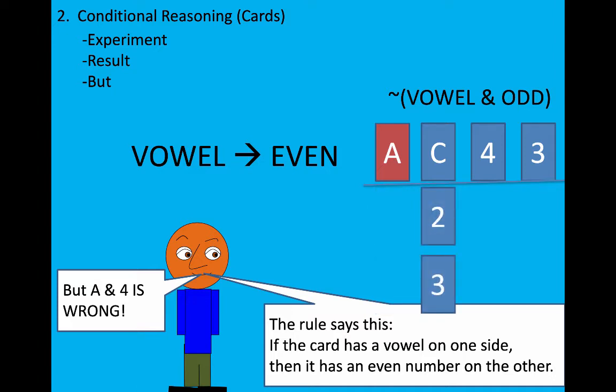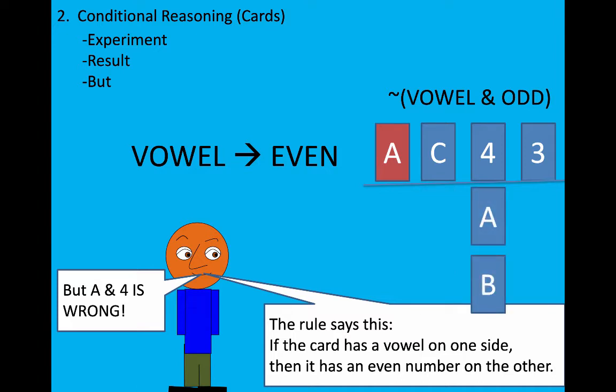What about card C? Well, C with 2 is not a pairing of vowel and odd. C with 3 is not a pairing of vowel with odd. So it's impossible to have a pairing of vowel with odd regardless of what's on the opposite side of card C. So you don't need to check card C because no matter what's on the other side, it's going to be consistent with the rule, if vowel then even.